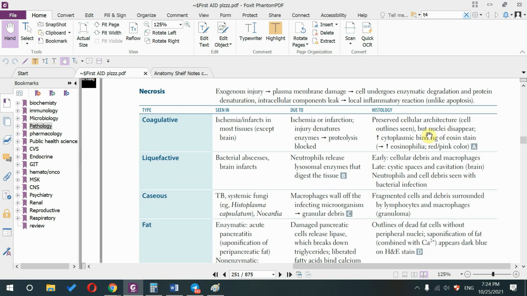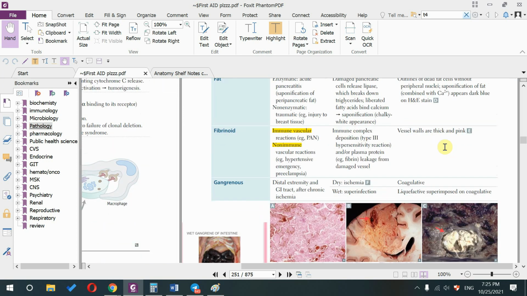Okay, so yeah, preserved cellular architecture, cell outline will be seen, but nuclei disappear as we saw in the picture. There will be more cytoplasmic binding of the acidophilic stain. Do you remember when I showed you the red nuclei? Yes, the same idea. So there will be an eosinophilia, a red-pink color. So let's take a look at them.